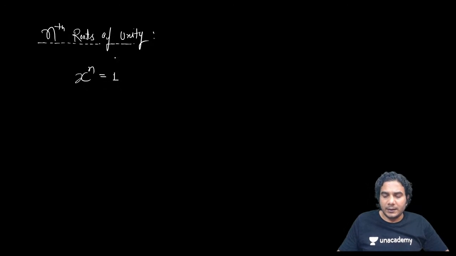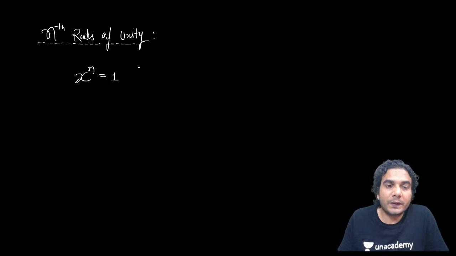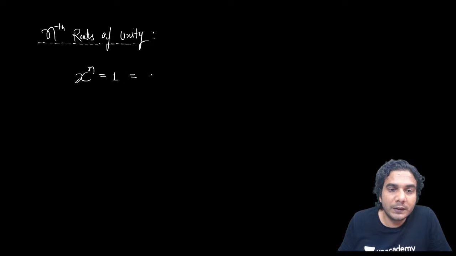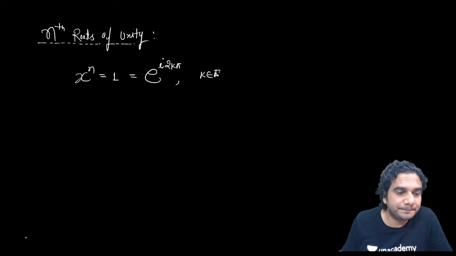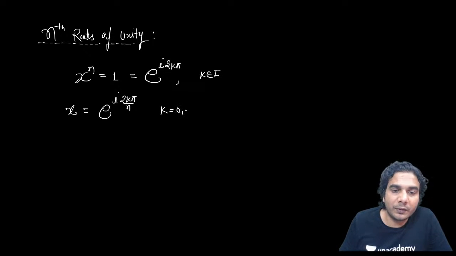As we did cube roots of unity, in a similar way we can find nth roots of unity as well. So first you need to write 1 in Euler's form. In Euler's form it is e raised to i 2k pi, okay? You need to take the general argument, which is theta plus 2k pi. So theta is 0, and you need to add 2k pi where k is an integer. Now you take nth roots, you'll get x is equal to e raised to i 2k pi by n, right? Where k will start from 0, 1, 2.